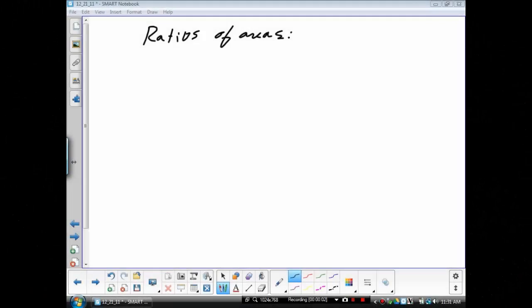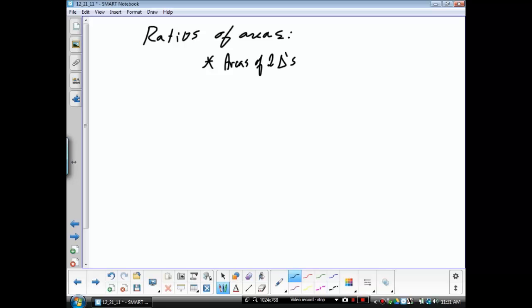So working with ratio of areas, we're going to have two places to focus. First off, areas of triangles. Areas of two triangles, ratio of their areas. It's like a bulleted item, you know, that type of thing. Areas of two triangles, and there are three things we can look at with areas of two triangles.